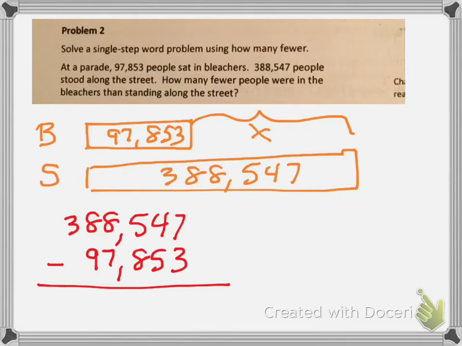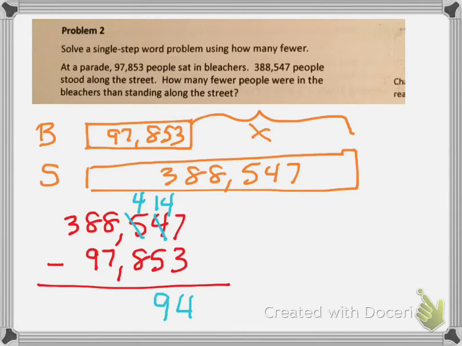Look at our ones column. 7 take away 3 is 4. 4 take away 5. We cannot do that. I'm going to change my pen to a blue. Okay, can't do that. So I'm going to go next door. I'm going to take one away from the 5. It's going to become 4. I'm going to add 10 to this 4. It's going to become 14. 14 take away 5 is 9.